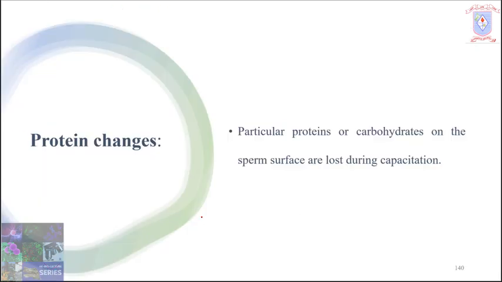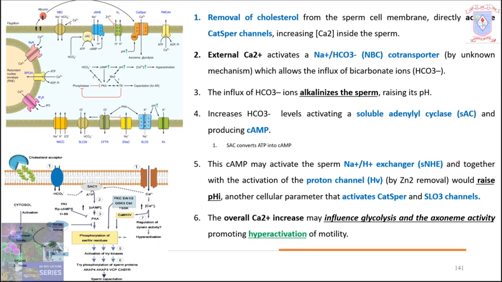So next, the protein changes. In the last two or three slides, we discussed the lipid changes, and next, the protein changes. Particular proteins or carbohydrates on the sperm surface are lost during the capacitation process. So we are going to discuss the capacitation process in detail. I will explain the whole process with these two pictures. Both pictures explain the same capacitation process, but the depth of illustration varies. With the help of these two pictures, we can easily study the topic.